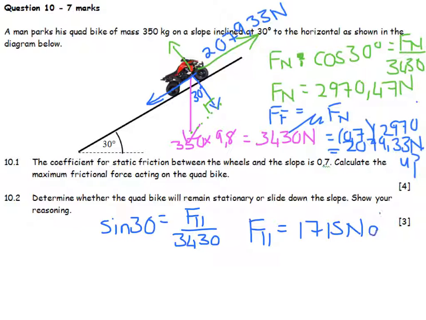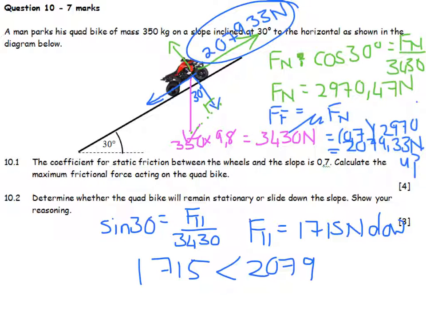1715 newtons down. Well, 1715 is less than 2079, so the maximum static frictional force is going to be greater than the downward force, and therefore it does not slide down the slope. Does not slide down.